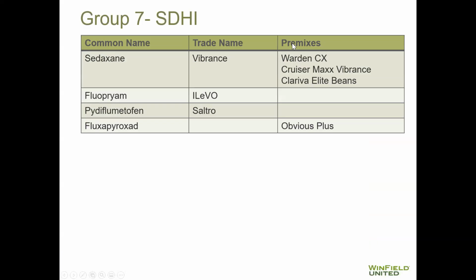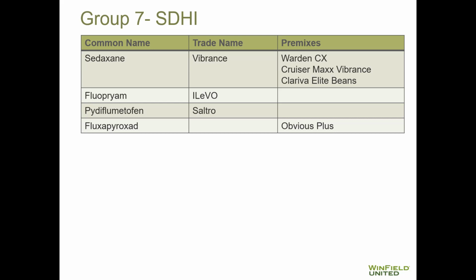Okay. Other ones, SDHI inhibitors, these are becoming more common. So one of the first ones to come to market was Vibrance, which would be Sedaxane. You'll find this in Warden CX, Cruiser Max, Chloriva Elite, and all of the new stuff from Syngenta pretty much has Sedaxane in it. Very, very good Rhizoctonia control. Which, if you think of Rhizoctonia, basically you're going to look at the drier, warmer conditions is where we see that. This Vibrance is very good on that.